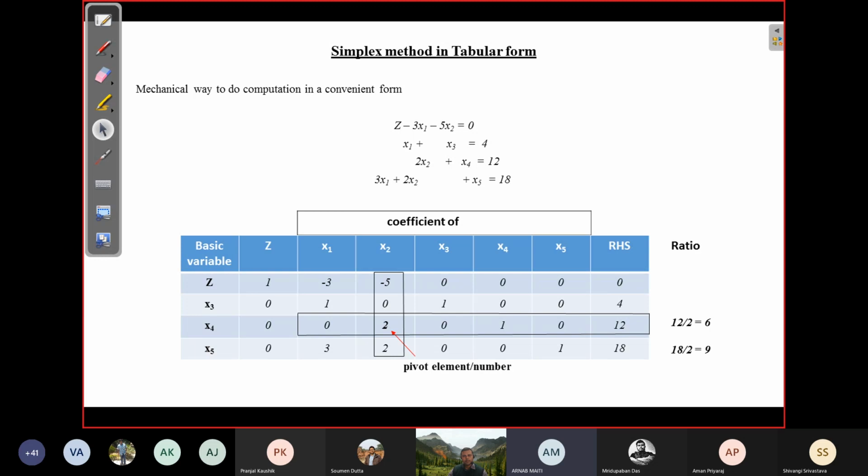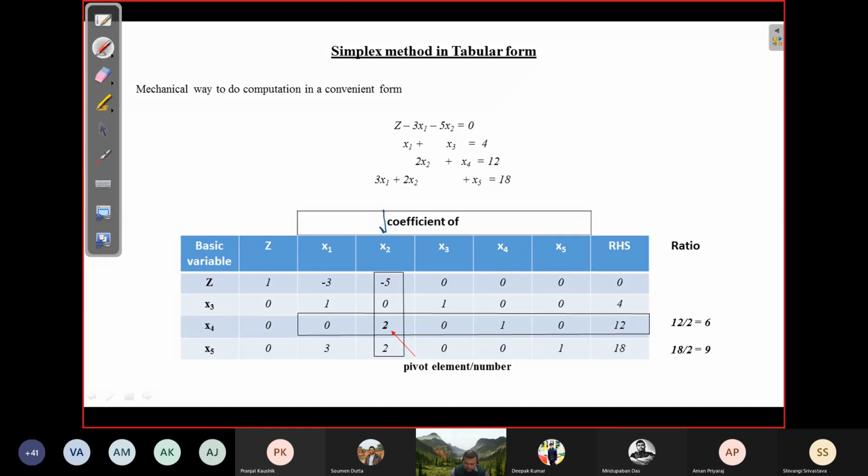Lowest coefficient. So the most negative coefficient in the objective row, right? Why is that? Why am I choosing minus 5? Maximization problem. Maximization, right? So in that expression, if the coefficient of z is maximum, then it maximizes more. Right. Okay. So suppose x2 is chosen to be the entering one. Fine.